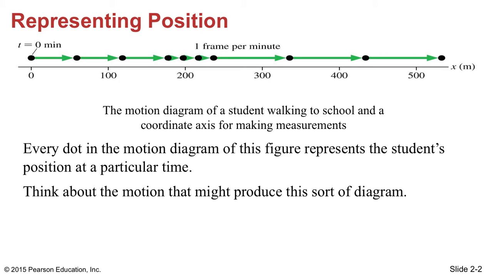All right, we can represent position on a motion diagram, as we did earlier in the class. Every dot represents the student's position at a particular time. How could we produce the motion that's on this diagram? Well, they move with what seems to be steady motion here, that every flash they move about the same amount, but then they slow down quite a bit, and then they speed up again, probably even faster here than they were early here.